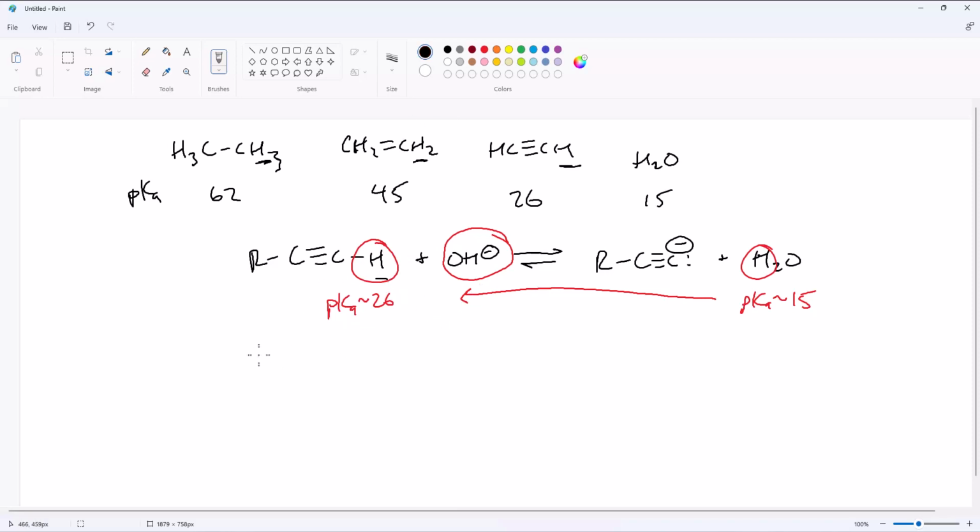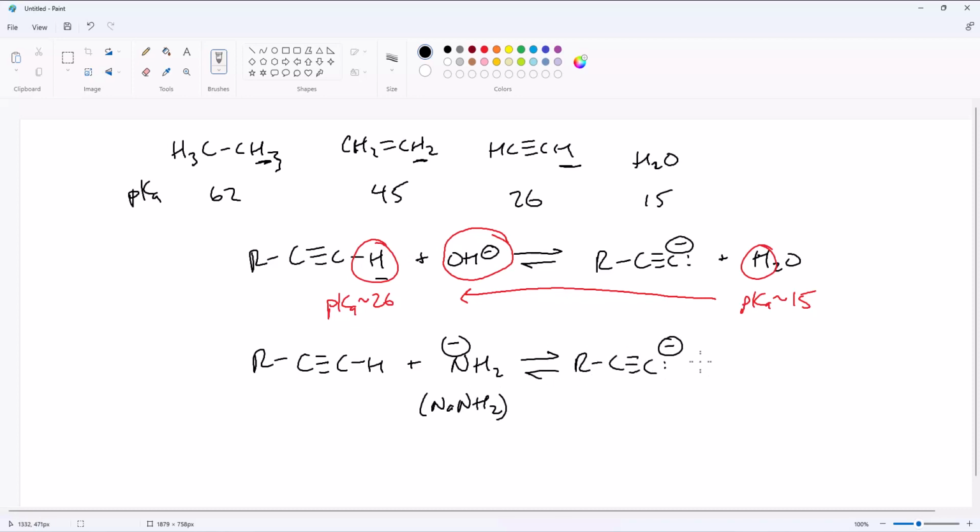However, if we consider a different base, we may have a base strong enough to deprotonate an alkyne. So the base we're going to be looking at is amide. So this is usually in the form of sodium amide. And when this deprotonates the alkyne, we're left with the alkylidyne, and we generate NH3.